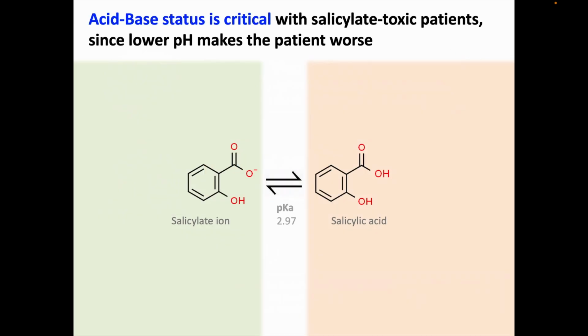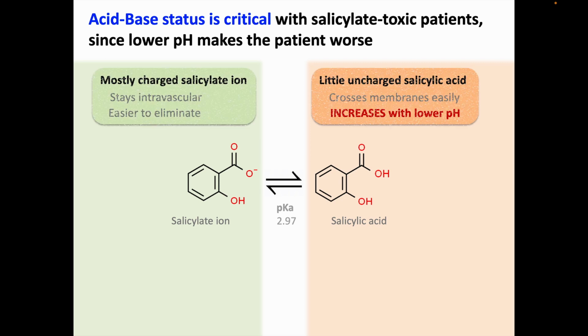But I want to get back for a moment to the acid-base issues. Acid-base status is critical with salicylate poisoned patients because anything lowering the pH is going to make them worse. Salicylate is a weak acid with a pKa of 2.9. It may exist either as the salicylate ion or the uncharged salicylic acid. At a normal physiologic pH of 7.4, much higher than the pKa of salicylate, the great majority of the drug is in the charged salicylate ion form, whereas only a small portion exists as uncharged salicylic acid.